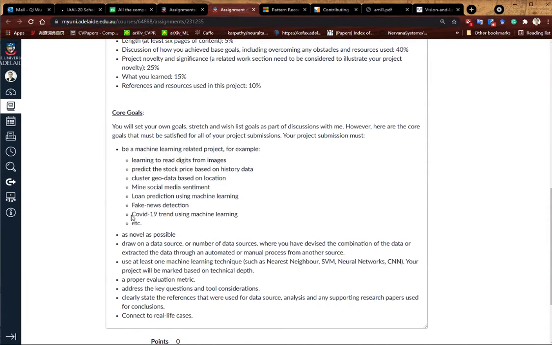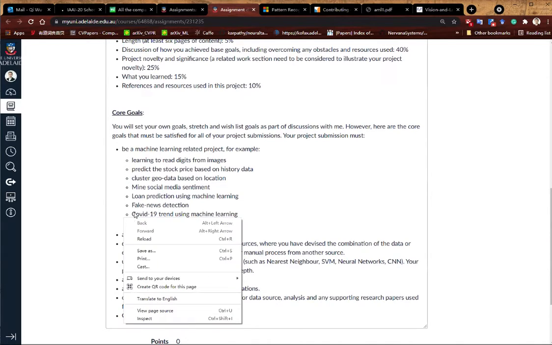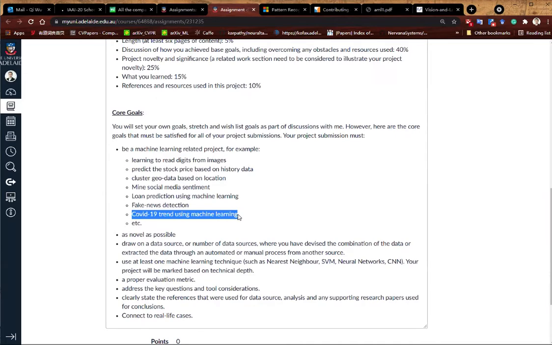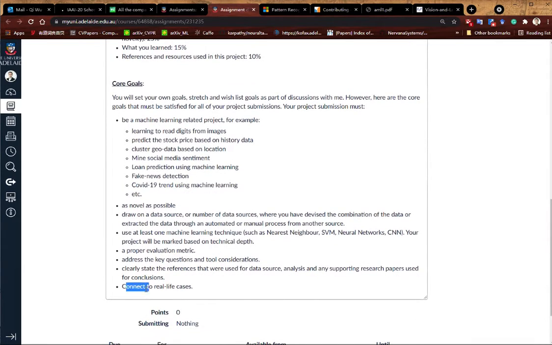And fake news detection, COVID-19 trend using machine learning. Oh, this was quite new last year actually. You can predict the trend based on different parameters, and it's easy to find those data. This is also a very interesting one, right? It depends on what kind of angle you choose. You can use different parameters to predict the trend. It's okay. So as novel as possible, and some other goals, connected to real life cases.